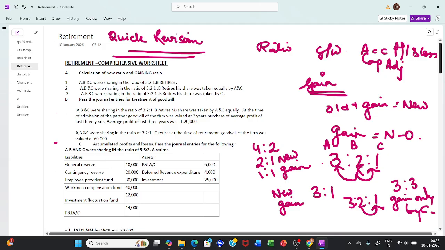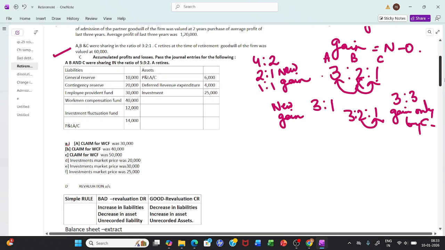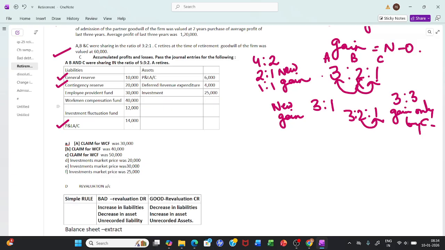Then comes accumulated profit or loss. How do we treat accumulated profit or loss at the time of retirement of a partner? Accumulated profits and losses, as we were discussing, belong to the old partners in the old ratio. This includes general reserve, contingency reserve, and P&L. These are your accumulated profits. Say A, B, C were sharing in the ratio of 5 is to 3 is to 2. A retires. This goes to A, B, C in the ratio of 5 is to 3 is to 2.